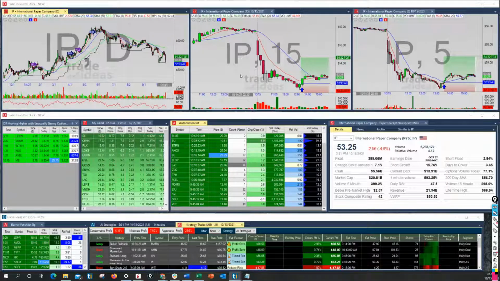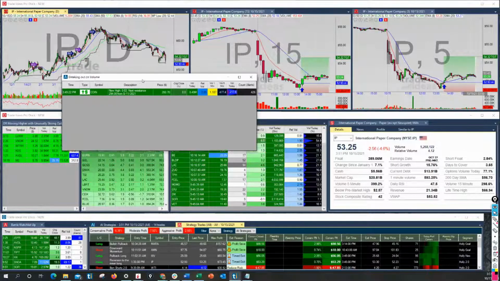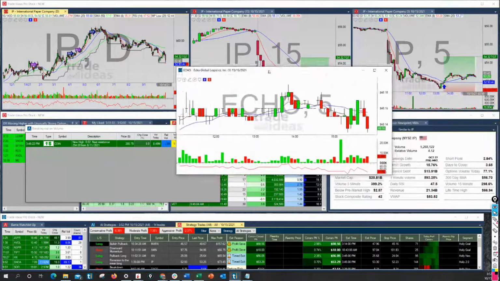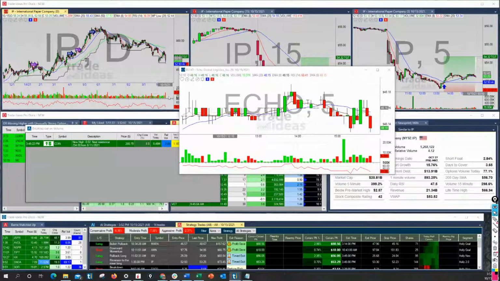All right, so let's say you've got an alert window or any other window. Let's get an alert window. Let's get a new chart. Let's get a new single stock window. These are all easy ones for me to pull up. So here we go. 1, 2, and 3. These are all 3 free floating windows.